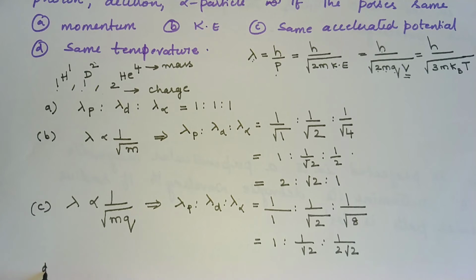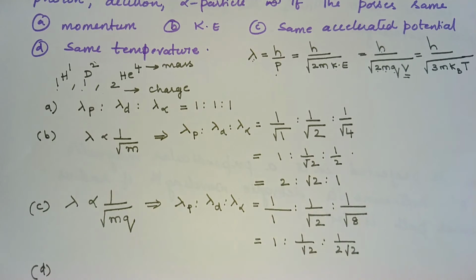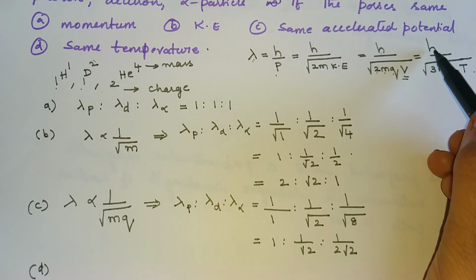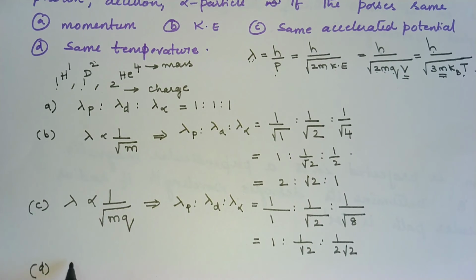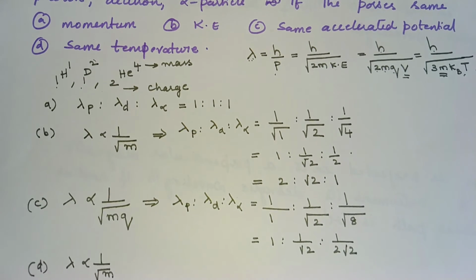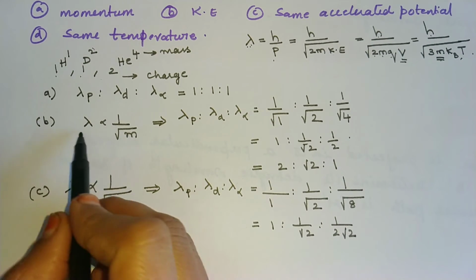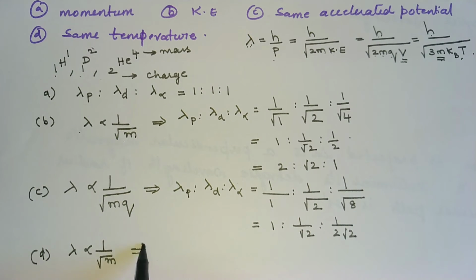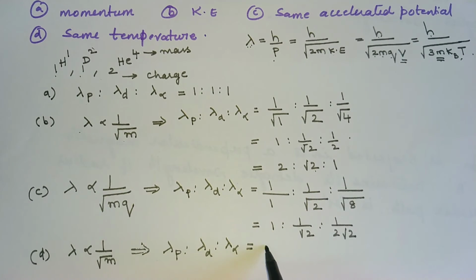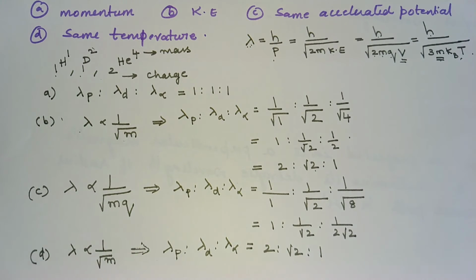Okay, now the D bit. If they are at the same temperature, if temperature is constant for all of them, h is also constant, Kb is also constant. So how is lambda again related to mass? Lambda is proportional to 1 by square root of mass. See, already in the B bit we have got the same relation. If lambda is inversely related to square root of mass, what is the ratio we have got? Lambda of proton is to deuteron is to alpha particle comes in the ratio 2 is to root 2 is to 1. Your answer is the same for B and D bits.